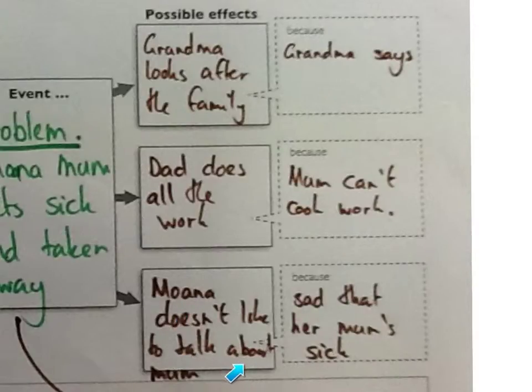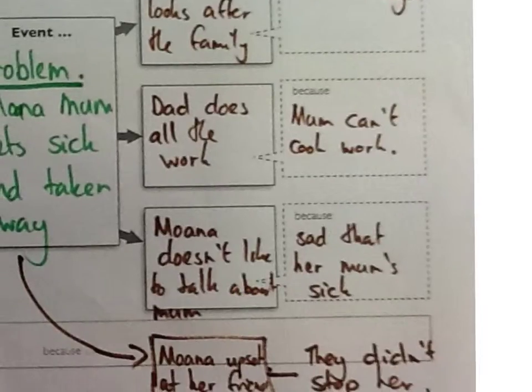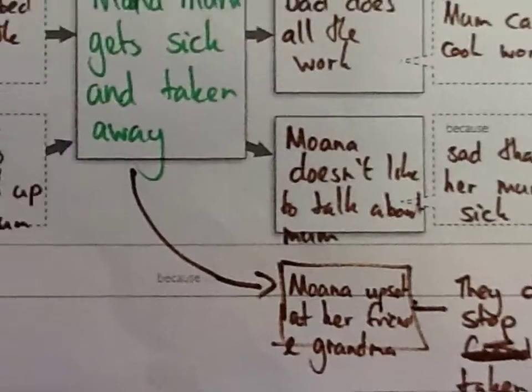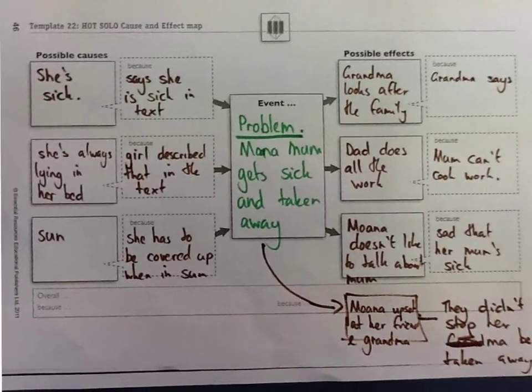Down here, Moana doesn't like to talk about Mum, and she's sad that her mum's sick. And furthermore, down here, Moana's upset at her friends and Grandma because they didn't stop her from being taken away. So the key thing is, when we explain the significant events in a text, we need to identify the causes and explain why they're a possible cause. And the second thing is to identify the effects and the possible effects.